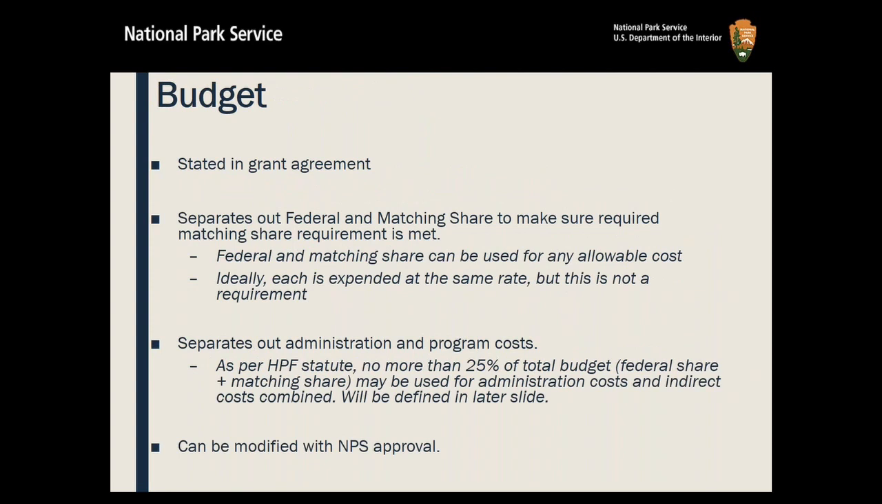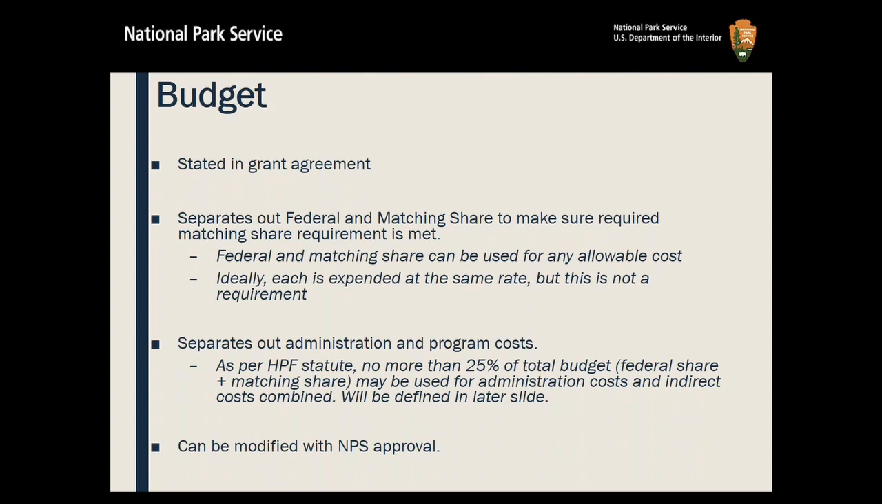The budget as well is also included in your grant agreement. This is what you submitted with your application, and it separates out the federal or the award portion and the matching share that you either have secured or are offering to provide. And the federal and matching share can be used for any allowable cost. And ideally, like we say here, they're expended at the same rate, but this is not a requirement. We like you to generally tap into those funds at the same rate if possible.